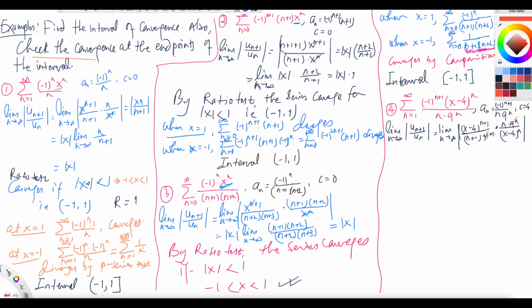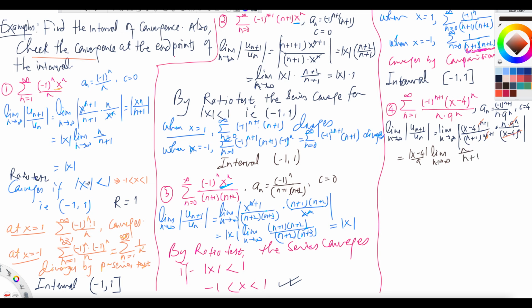What is left is just 9. Similarly, (x − 4)^n and (x − 4)^n will cancel out. What is left is just x − 4. So basically you can write this as the remaining part here: |x − 4| divided by 9, times the limit as n tends to infinity of what is left there, n over n + 1.